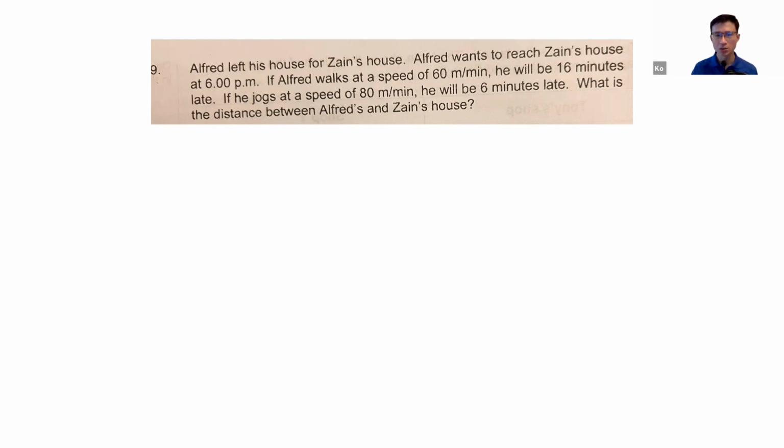So let's take a look at the speed. Now, I know that there are two cases, right? If he walks at a speed of 60 meters per minute, he'll be 16 minutes late. The second case is if he jogs at a speed of 80 meters per minute, he'll be 6 minutes early instead. So I know the number of minutes he takes is going to be perfect multiples of 1 minute, 2 minutes, 3 minutes, right?